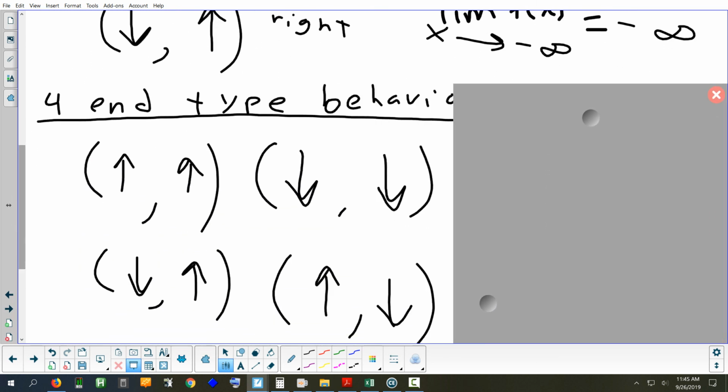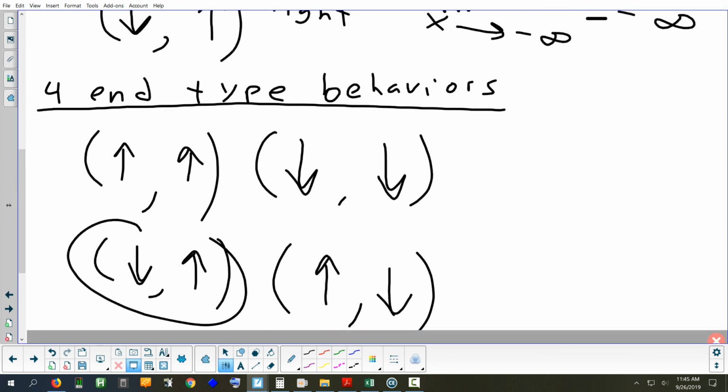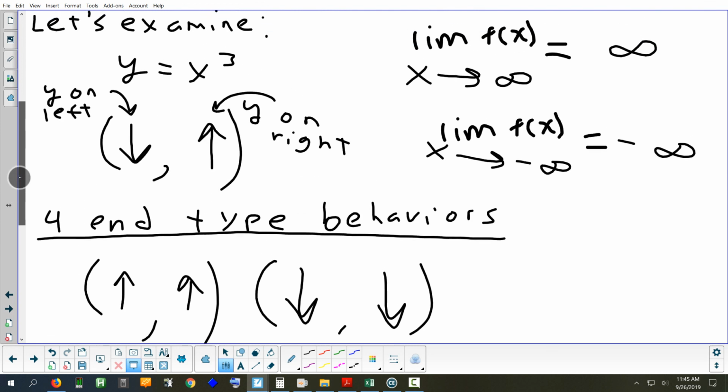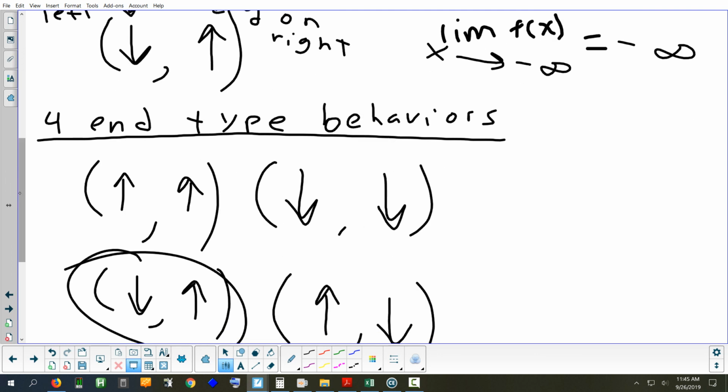So there's 4 types of end behaviors. Both ends go up. Both ends go down. One down, one up, one up, one down. We just did this one. And you can write each one of these in limit notation. That's what's on the right. This is called limit notation. This thing with arrows on the left, we'll call it arrow notation. I don't know, it doesn't really have a name. But those are the only 4 things that can happen with polynomials.